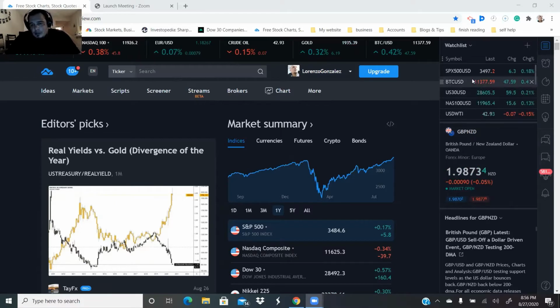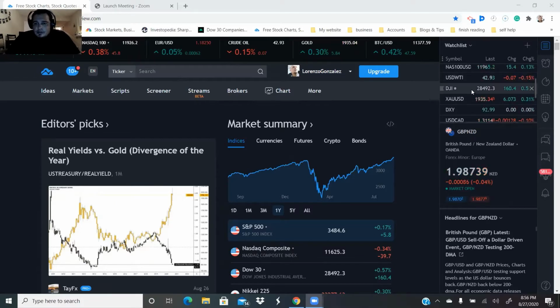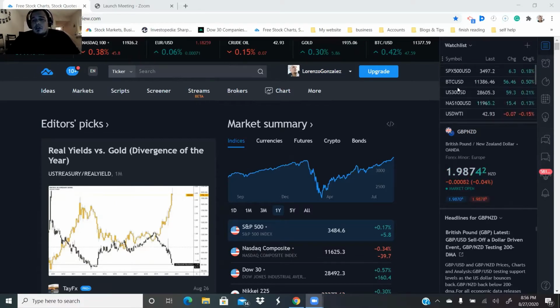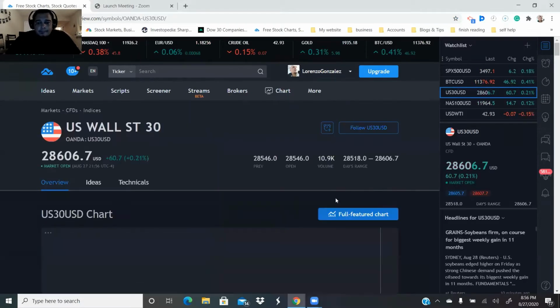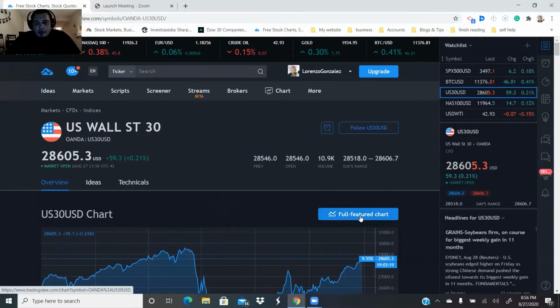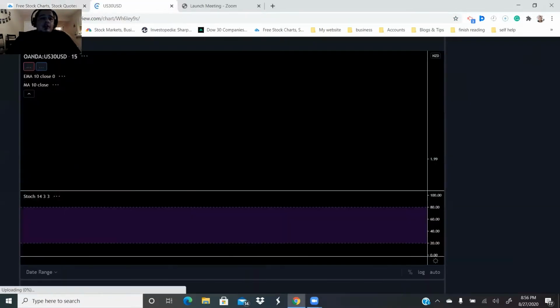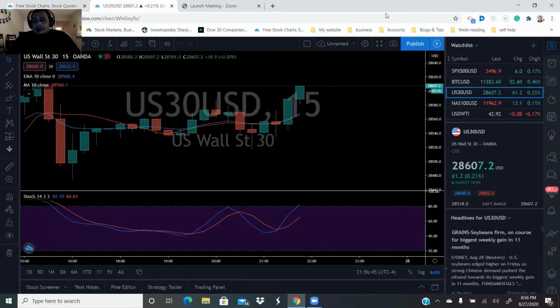So let me just pick something I'm used to trading. I've been starting to mess around with currency pairs again a little bit, but y'all know I'm used to trading the US 30. So let me get on the US 30 right quick, pull this chart up and see what we got going on. I probably already got some stuff on it.